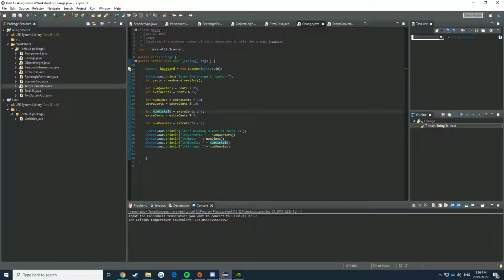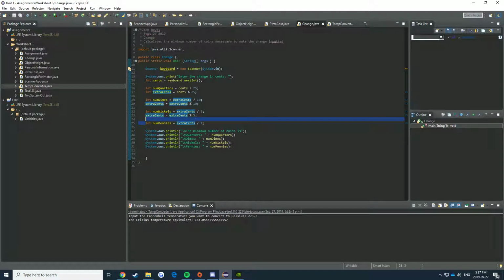So next, nickels. You can't turn 2 cents into a nickel since a nickel is 5 cents. So the amount of nickels that you would have would be 0. And then the extra cents would be 2 because you're not using any of the cents to convert into nickels.